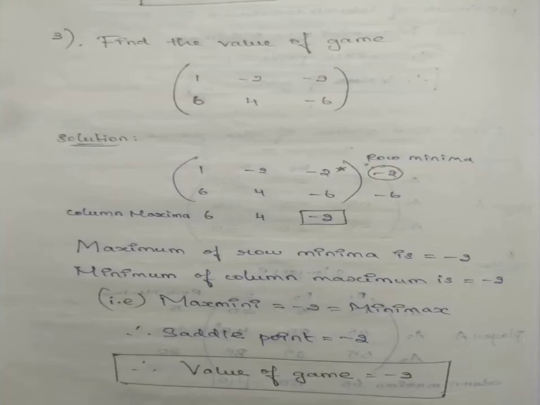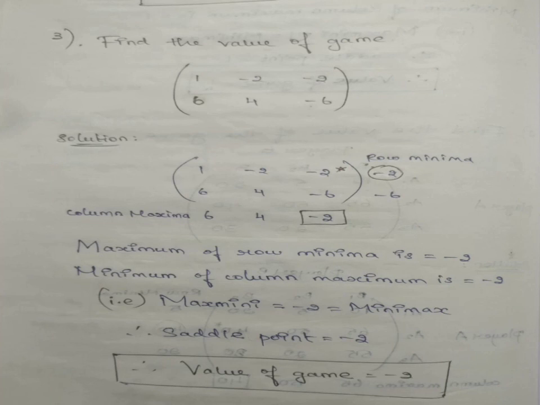Now we have to come with the third problem. Find the value of the game. Here they have given a 2 by 3 matrix. Anyway, there is no problem. You have to come with the row wise minimum value and column wise maximum value. Finally, we have to choose the maximum of row minimum values and the minimum of column maximum values. That's all. So first row 1, minus 2, minus 2. The row minimum value is minus 2. 6, 4, minus 6. So the minimum is minus 6. Column maximum: 1, 6 means 6; minus 2, 4 means the maximum is 4; minus 2, minus 6 means the maximum is minus 2.